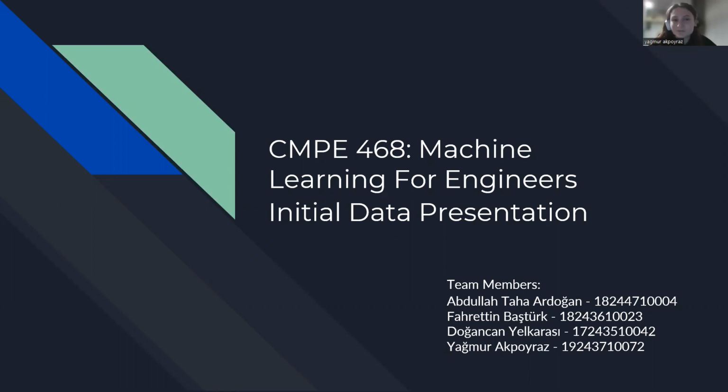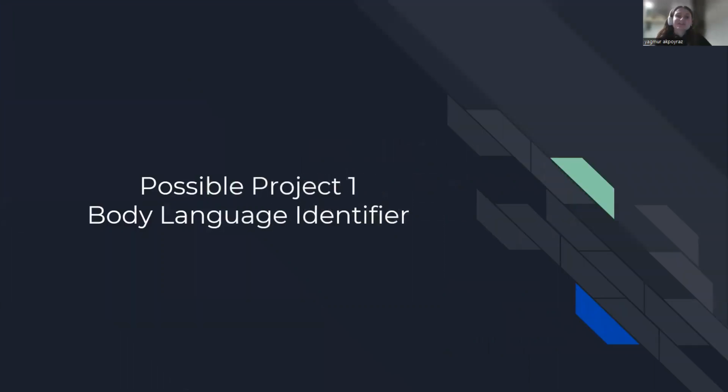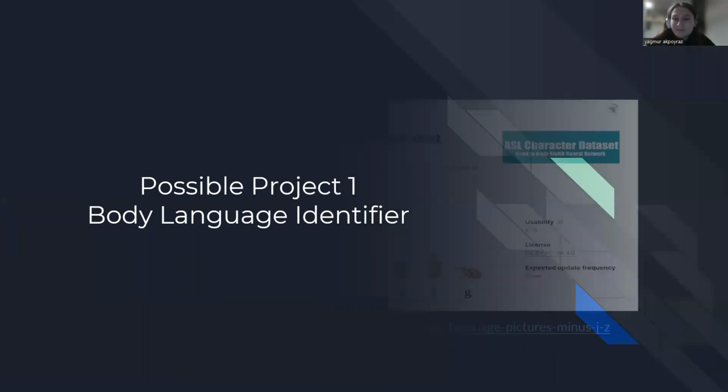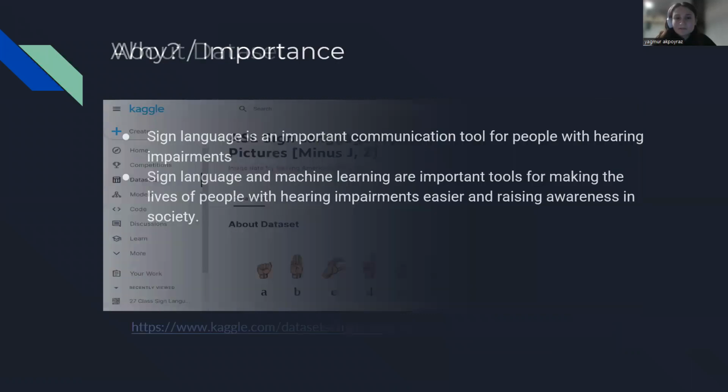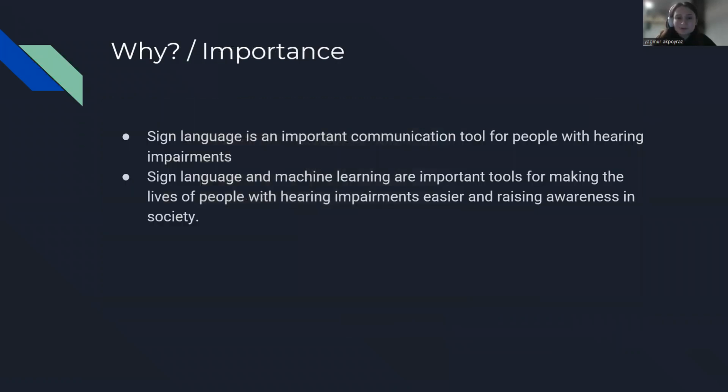We will introduce our possible datasets. I will start with the sign language dataset. I would like to give a little information about American Sign Language, ASL. As you know, sign language has many variations. We chose American Sign Language because it is more reachable.